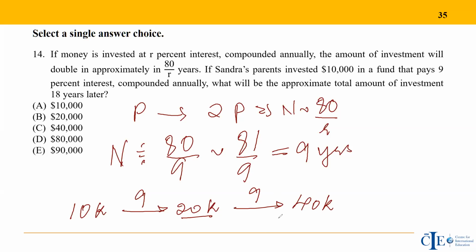Right? So you start with the 10,000. First 9 years becomes 20. Another 9 years it becomes 40. So what would be the total approximate amount in 18 years? It would be, of course, slightly less than 40. But if we have to see the closest option to that, that would be 40 itself, and hence the correct answer option is C. So C is the right answer. So it's going to be 40,000 at the end of the period.